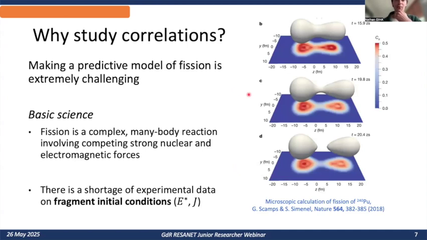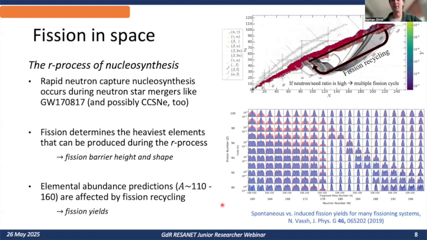It's really, really hard to make a predictive model of fission. It's a really complex reaction. I write here that there are competing strong nuclear and electromagnetic forces. There are a lot of time scales involved, and it's really nice when there's a lot of experimental data with which to test your theories and hypotheses. But in the case of the initial conditions of the fragments right after the nucleus splits, there's not a whole lot of that. So that's what we're trying to address here.